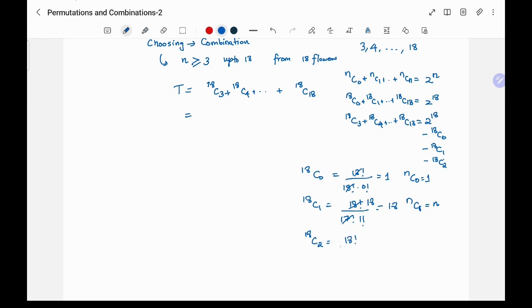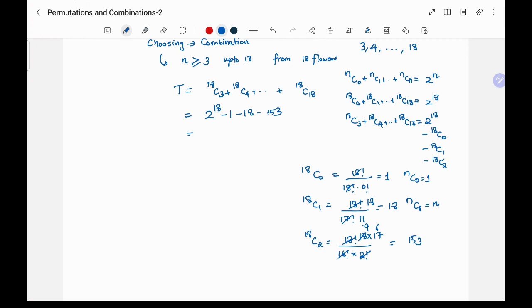So this is 18 factorial by 16 factorial into 2 factorial. This goes by 18 into 17. So this goes by 9. If you multiply, we get 153. So this is nothing but 2 power 18 minus 1 minus 18 minus 153. So now you can go to the calculator. This will simplify things and save time for you.